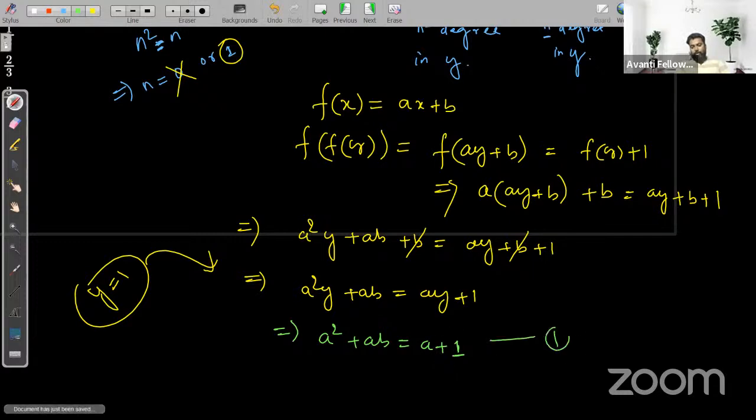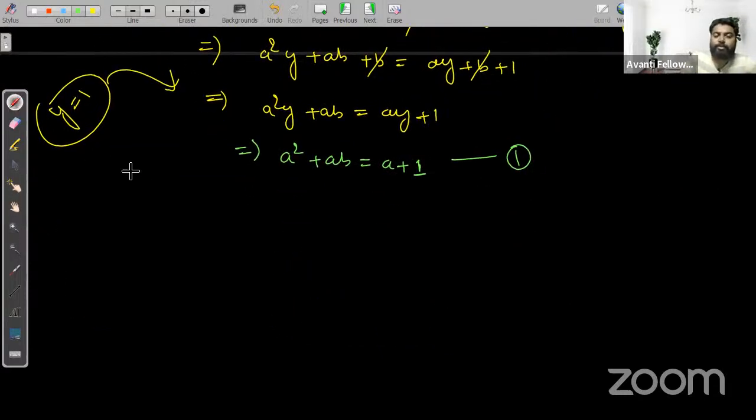This is my equation 1. Now I am trying to simplify the given functional equation and find the given function. From here we are getting the relationship between a and b as a square plus ab is equal to a plus 1.